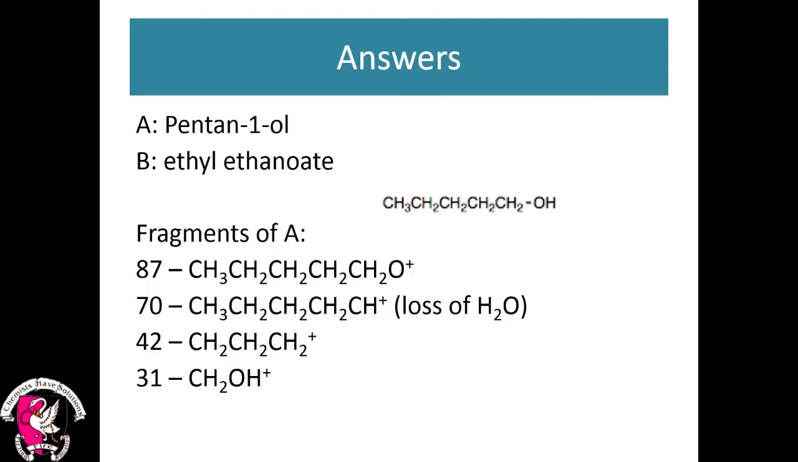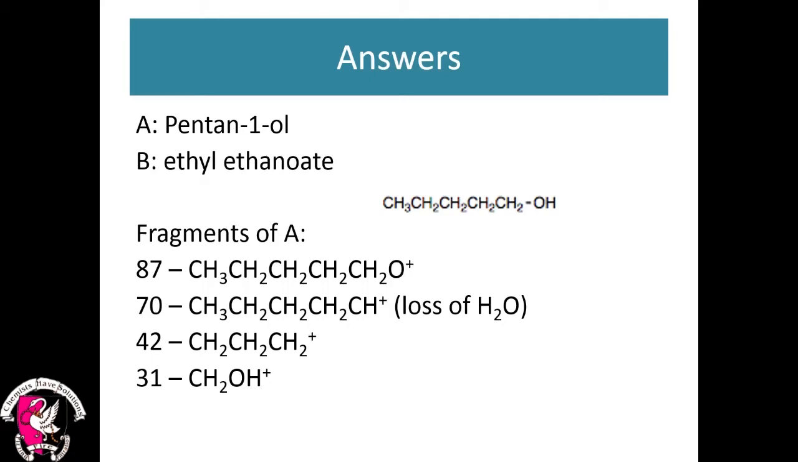Okay, so first of all, we'll look at the penten-1-ol. Now, the peak at 87 is due to just one hydrogen being lost, and that's the slightly acidic hydrogen that we get on an alcohol. So that's a really nice indication that A is our alcohol.